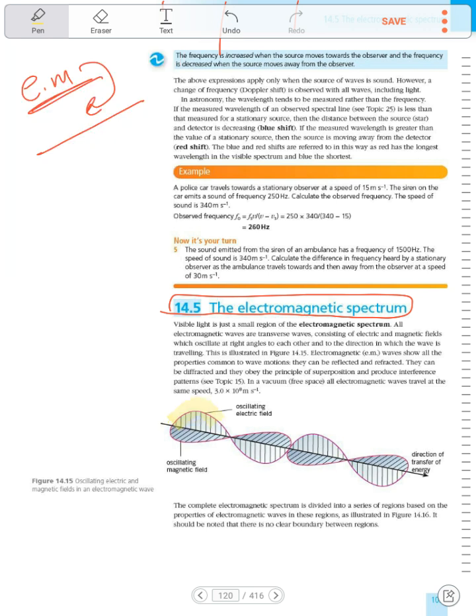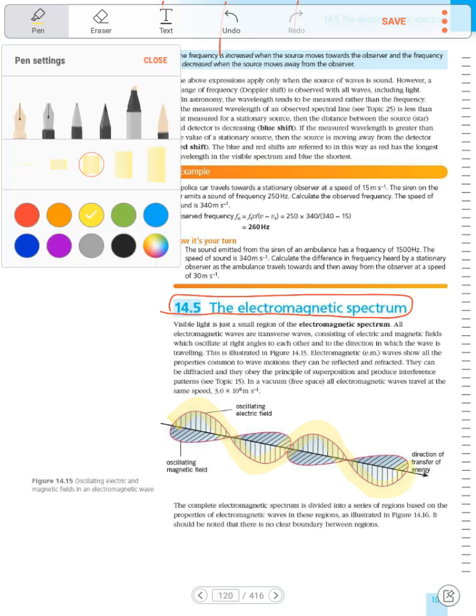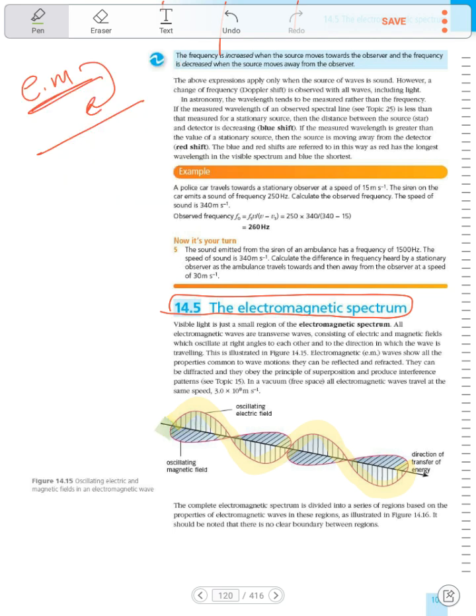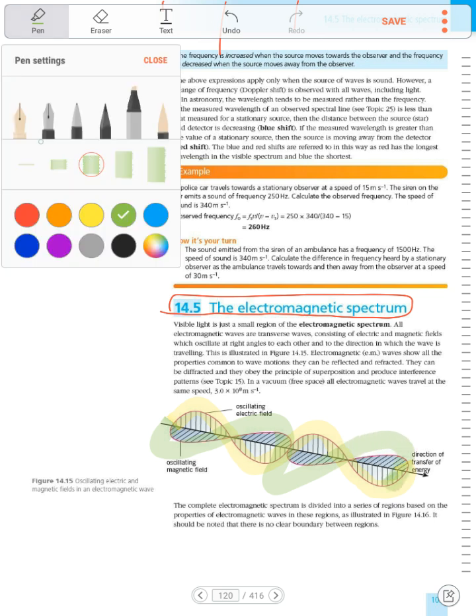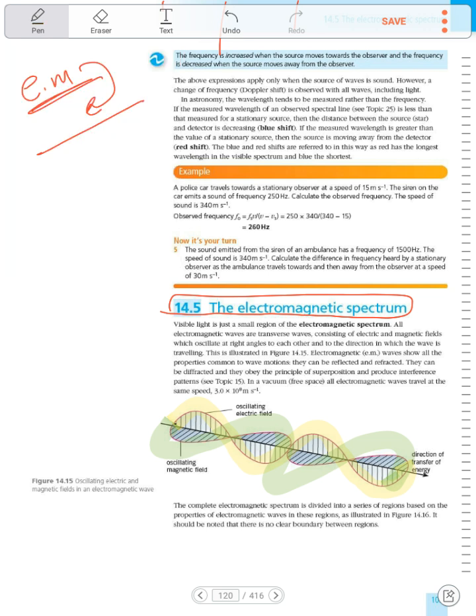is moving in the vertical plane, like this. The other one moves horizontally. So we have two types of waves, one moving horizontally and the other vertically. One of these is the electric wave, the other is the magnetic wave.